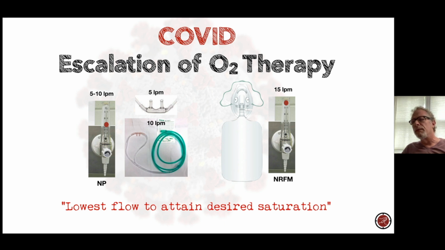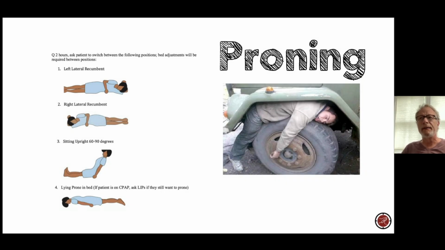So these patients, often when they come into our department, initially might have 5 to 10 liters nasal prongs underneath their non-rebreather at 15 liters per minute. You're trying to do the lowest flow to attain the desired saturation. And then we can do other little stuff that may make a difference in some patients.